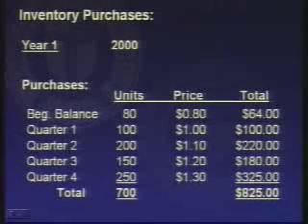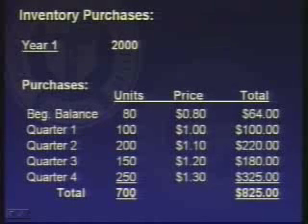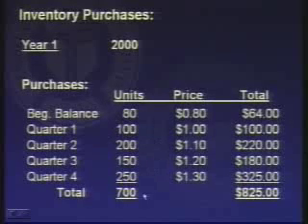825 divided by 700, right? That would be our average cost per unit. So if we were doing the average inventory method, we would then value inventory and cost of goods sold at the average of what was purchased during the period. Does that make sense?